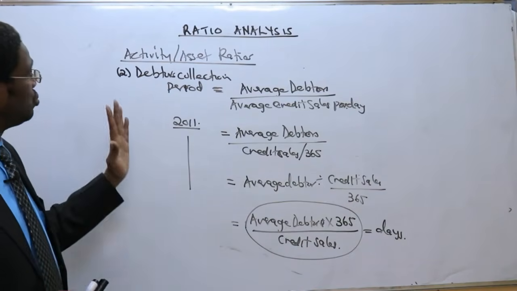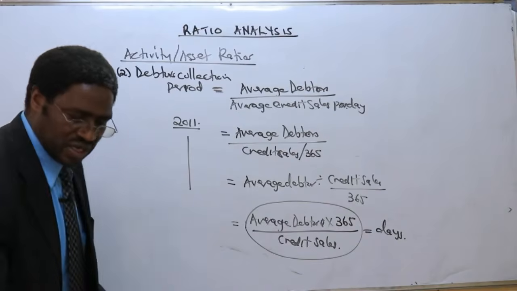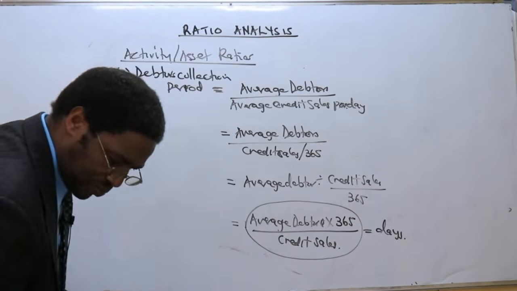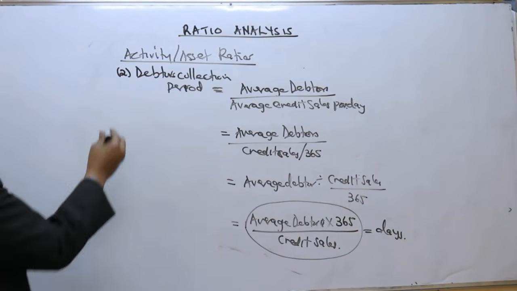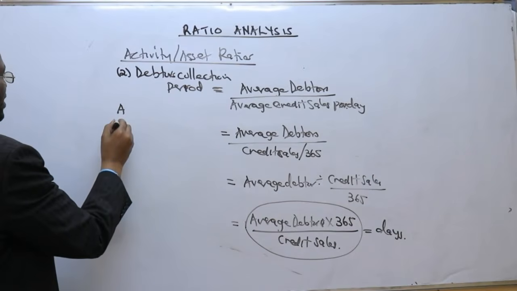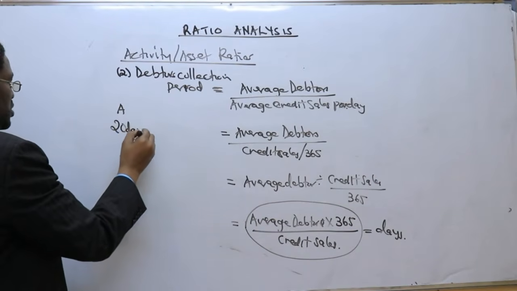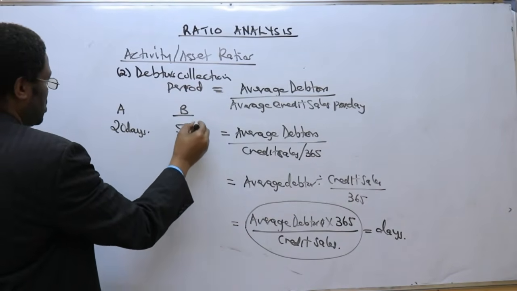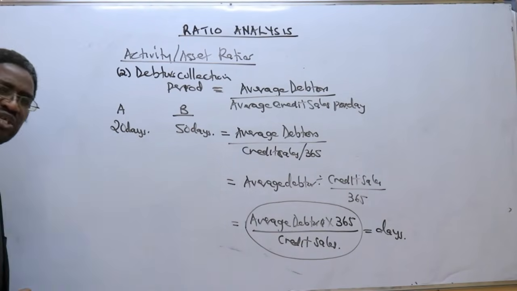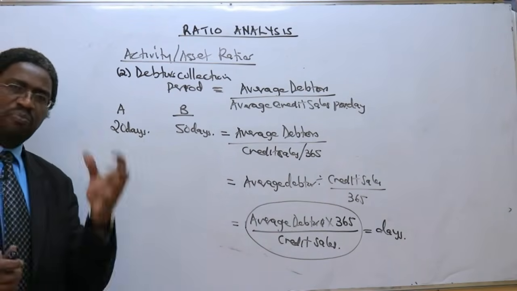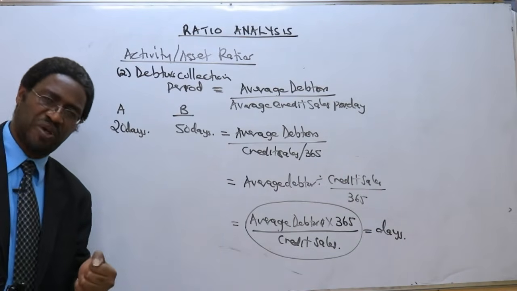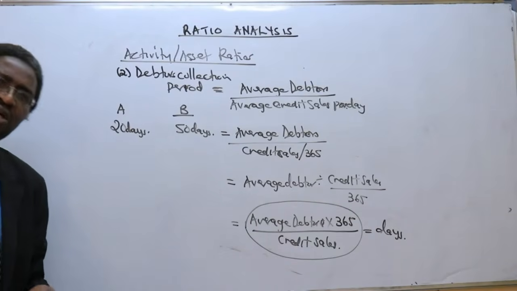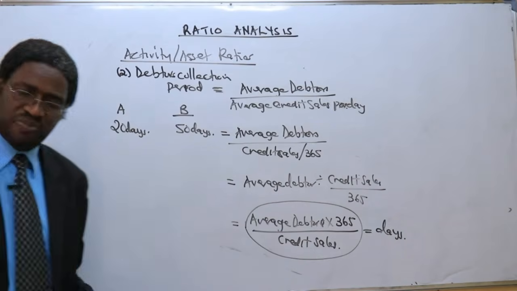Okay. So I'm through with the first one. But before we leave this one, let me ask you this question. Here are two companies. Company A has its debtors collection period being 20 days, while company B has their debtors collection period being 50 days. Which company is better?